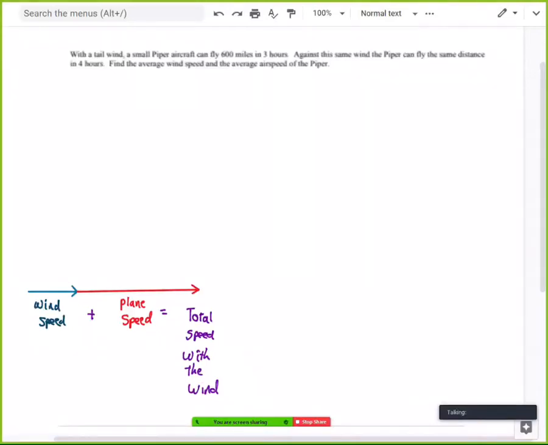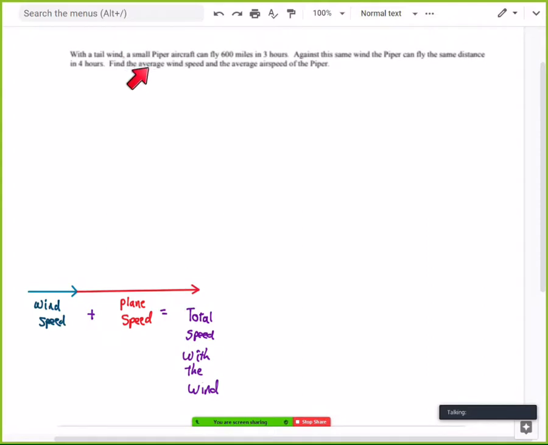Hi, the purpose of today's video is to summarize one particular type of linear systems application problems. I call these the speed problems. They deal with situations where an airplane is flying either with the wind or against the wind, and we have to use that information to find the airspeed of the plane and the speed of the wind itself.